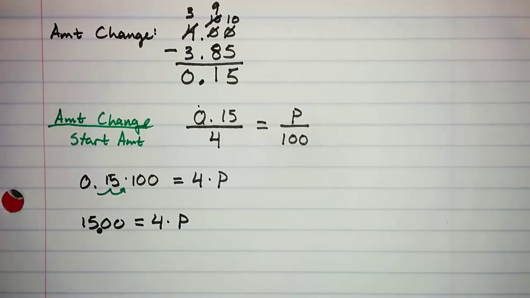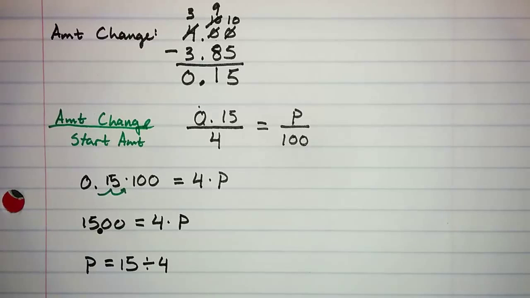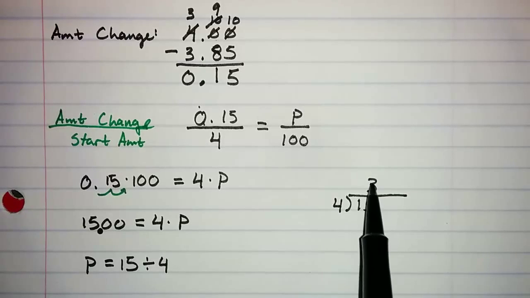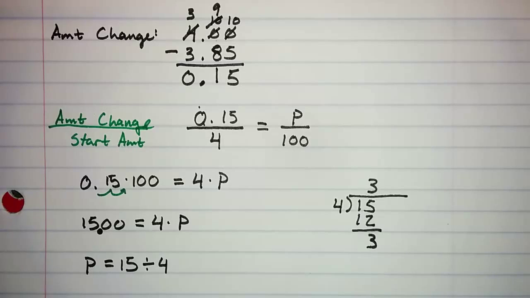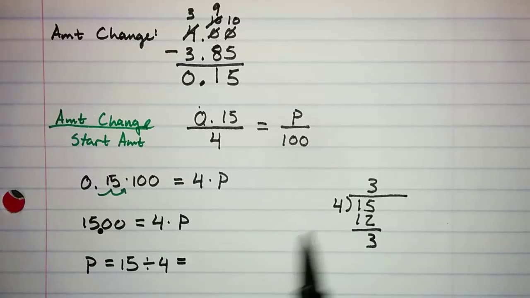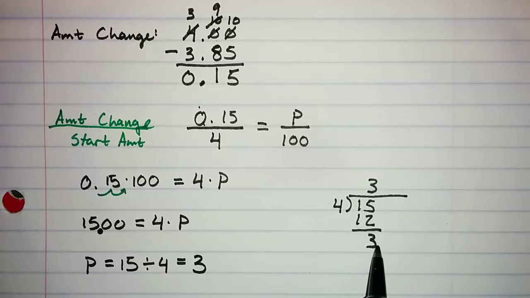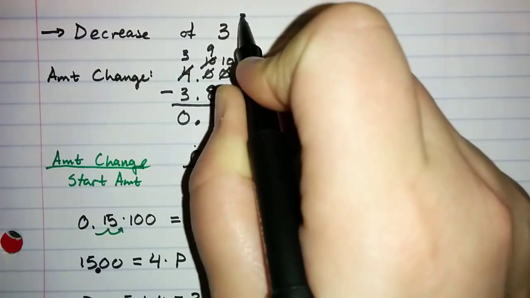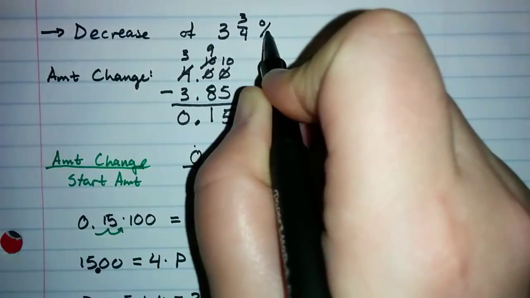The percent change then is the missing thing in a multiplication problem. It'll be 15 divided by 4. Writing out that division, 4 goes into 15 3 times. I could stop here and say 3, and then the remainder is 3, and those are quarters. I could say my unknown percent change 3 3/4%.